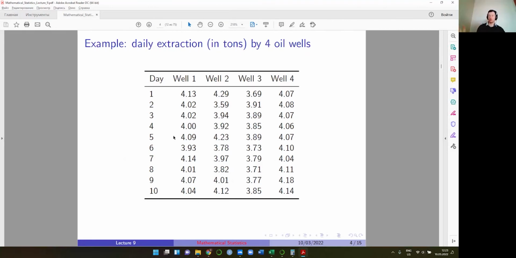As usual, we assume that those observations are independent and identically distributed, at least for every particular column, for well 1, well 2, well 3, and well 4. We see that there is some variation in data, so the numbers are different, as normally appears when we select a random sample.